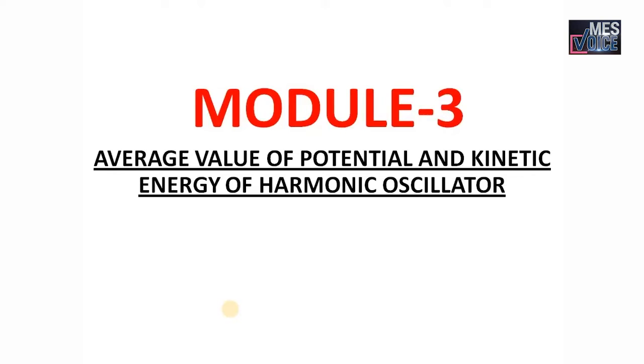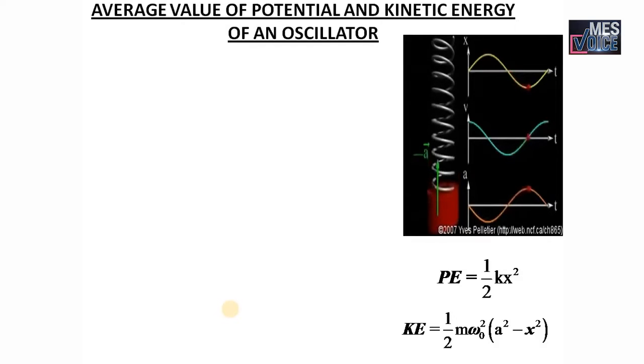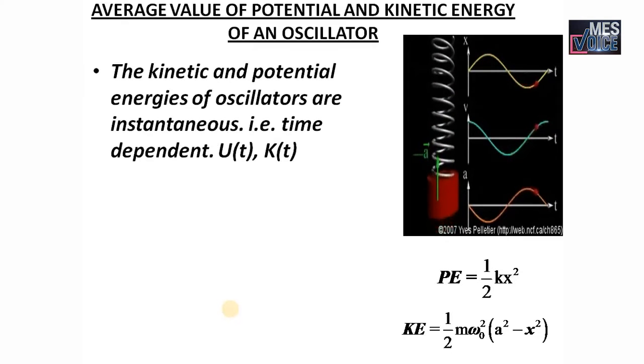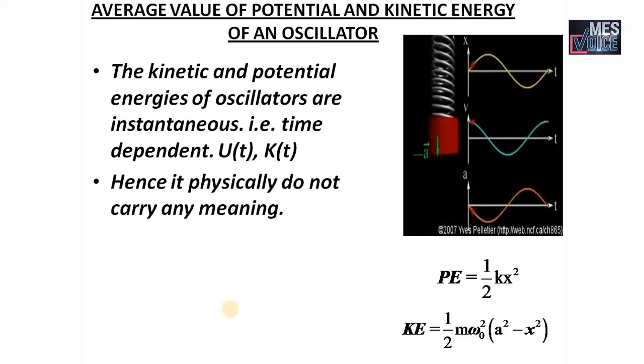But when we did that, we got the expression for kinetic and potential in terms of x, or you can say in terms of time. So we got a time dependent value. That kinetic and potential you can write either as U of t or K of t, where K indicates kinetic and U indicates potential. But the problem is that these expressions do not give us much physical significance, because that is instantaneous.